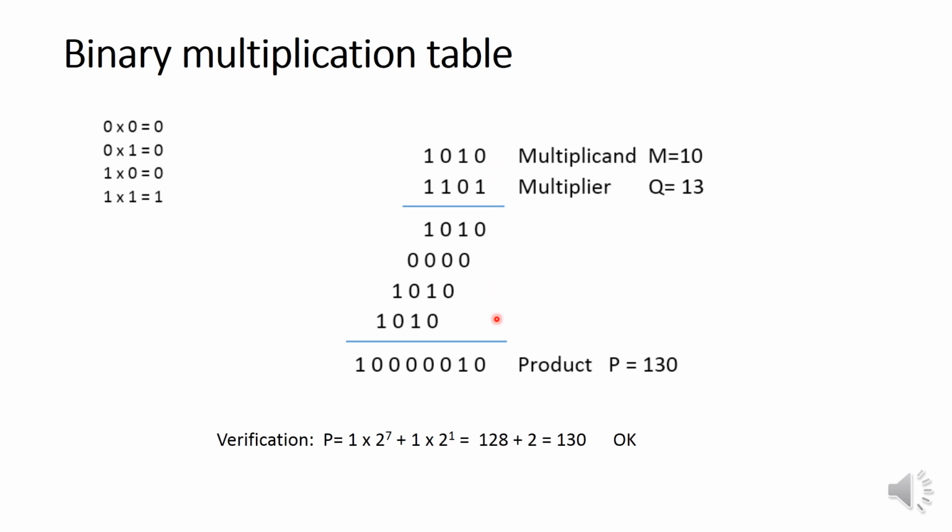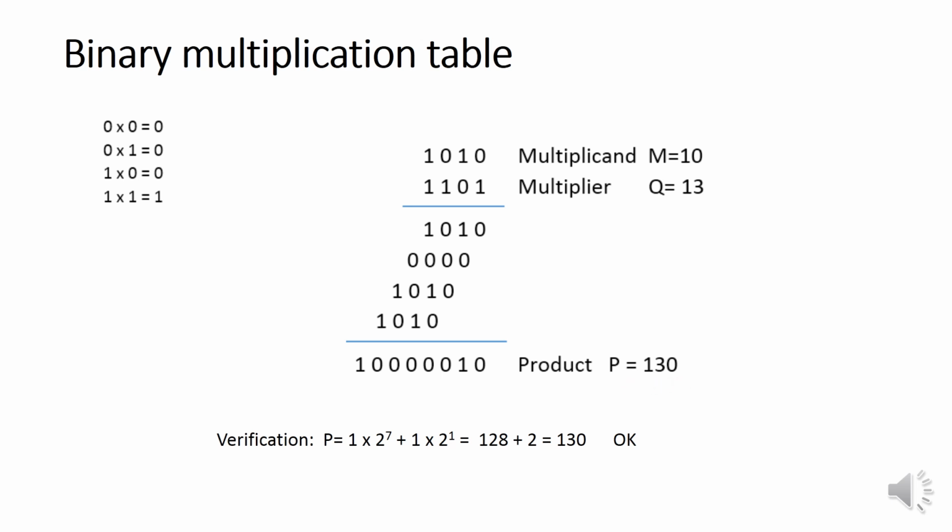And this is an example of multiplication of two 4-bit binary numbers using the same method as the traditional paper and pencil. This is the multiplicand, this is the multiplier, and this is the product. 1010 is 10 in decimal, 1101 is 13 in decimal. We are multiplying 10 times 13, so the result should be 130.